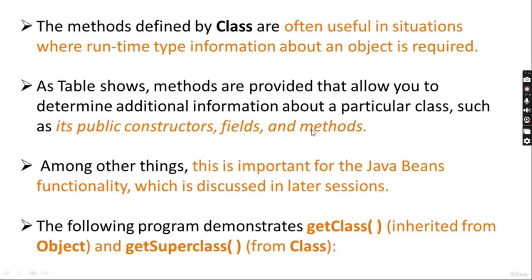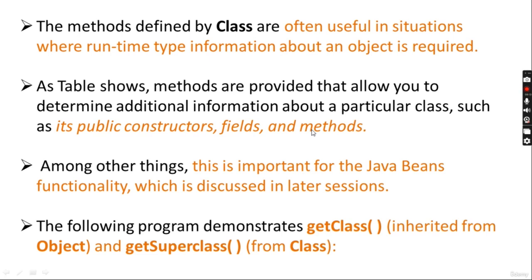These methods allow you to determine additional information about a particular class, such as its public constructors, fields, and methods. When we require the field array, the constructor array, or the method array, in that case these methods are particularly useful. This is important for the JavaBeans functionality, which is discussed in later sessions. The following program demonstrates getClass inherited from Object and getSuperclass from Class.